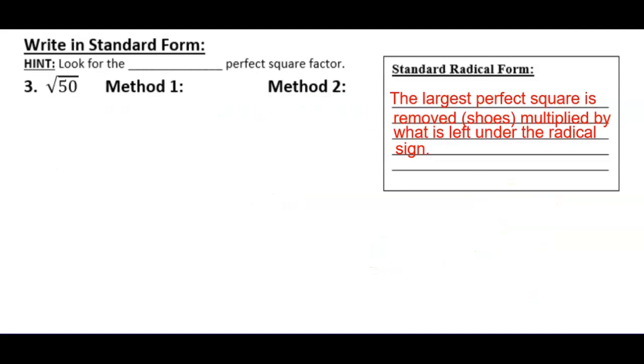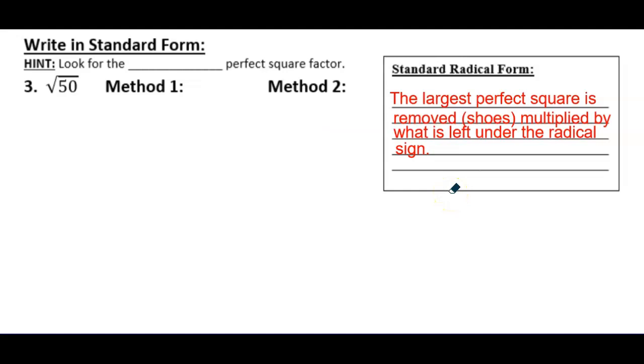So we're going to look at the square root of 50. And what you want to do is look for the perfect square factor. So what are the numbers that multiply together for 50 so that we could use method 1? And I'm also going to teach you a second method. So we want to write all of our answers in standard radical form.